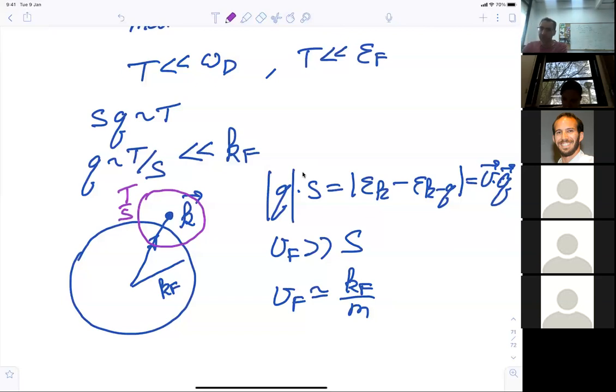But there is more to it. If we look at this expression, we see that the product of V times Q needs to be small. So it means that V must be almost perpendicular to Q, or Q must be almost perpendicular to V. So it means that electron scatters. Can you tell me what it means? How does it scatter?